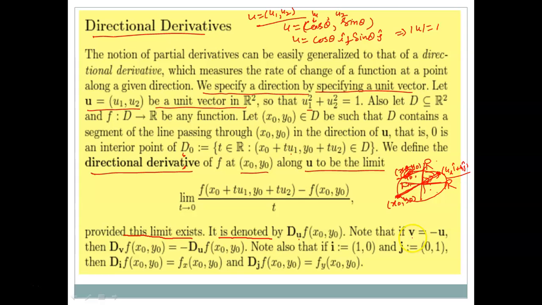Now if v equals minus u, then you have D_v f of x0, y0 equal to minus D_u f of x0, y0. Note that, as I have already discussed in the earlier slide, i equal to (1, 0) and j can be written like this, and this D_i f becomes the first order partial derivative, that is, curly f by curly x, and this becomes curly f over curly y. So this is the concept of partial directional derivative.